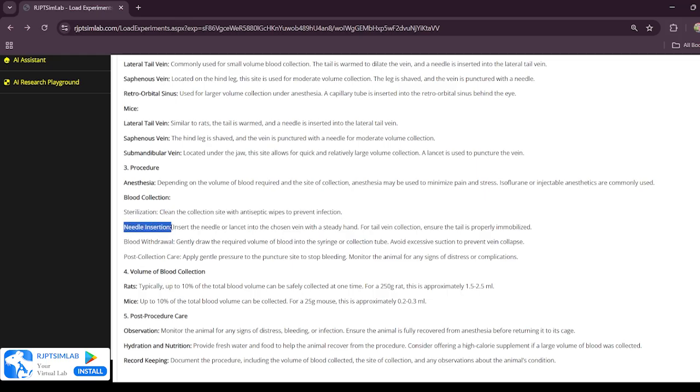Second, the needle insertion. We have to insert the needle or lancet into the chosen vein with a steady hand. For tail vein collection, ensure the tail is properly immobilized. Third, blood withdrawal. We have to gently draw the required volume of blood into the syringe or collection tube, and we have to avoid excessive suction to prevent vein collapse. And the last is post collection care. We have to apply gentle pressure to the puncture site to stop bleeding, and then monitor the animal for any signs of distress or complication.